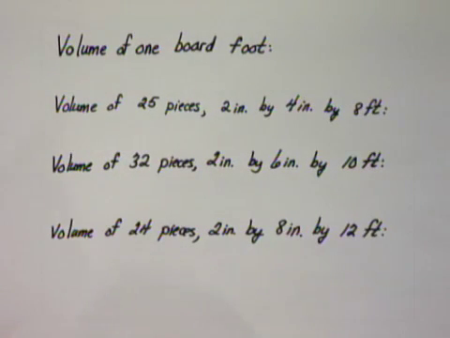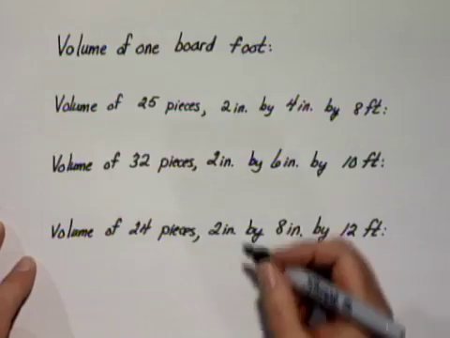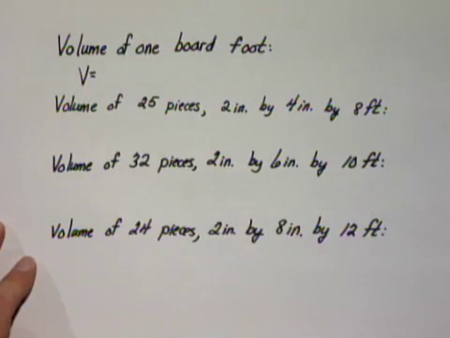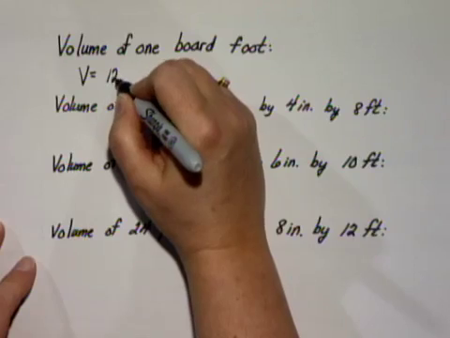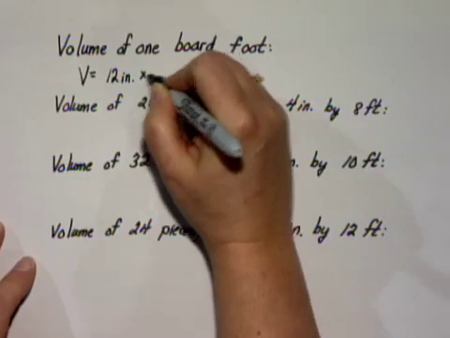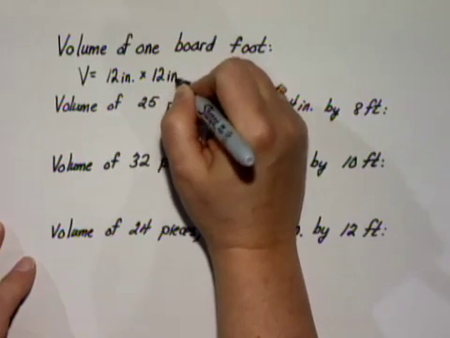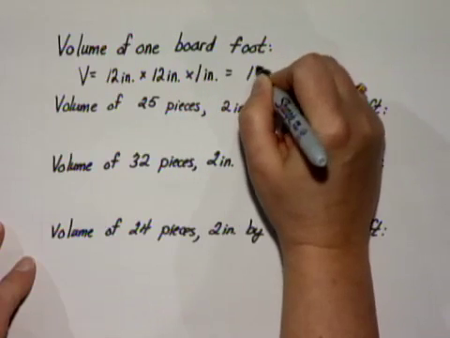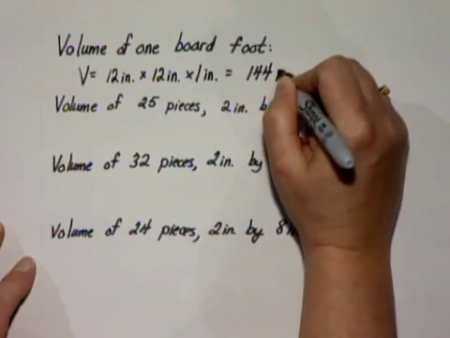So let's start by calculating the volume of one board foot. Well, the volume of one board foot was 12 inches by 12 inches by 1 inch. So the volume would be length times width times height, or 12 inches times 12 inches times 1 inch, or 144 cubic inches.